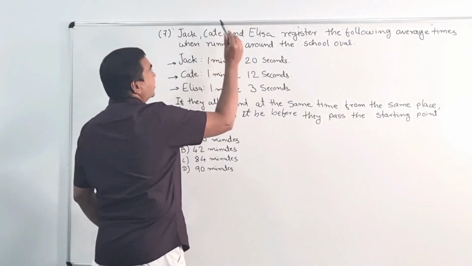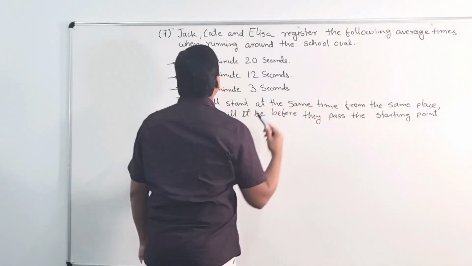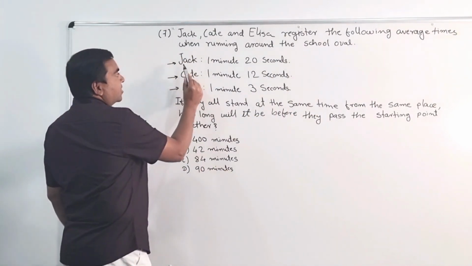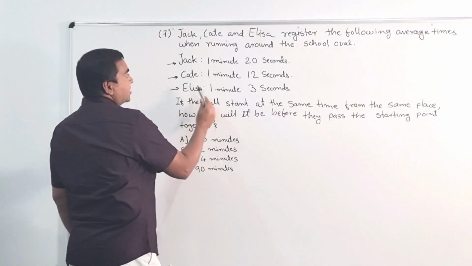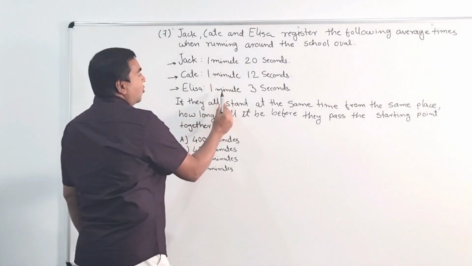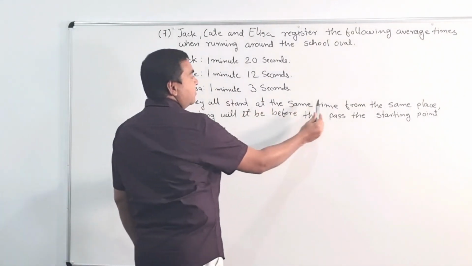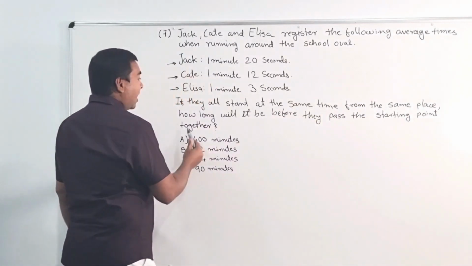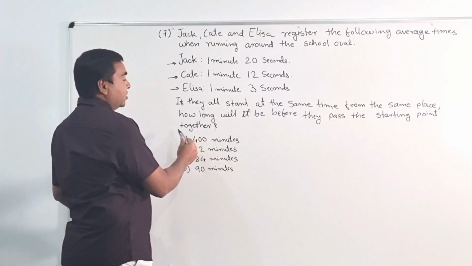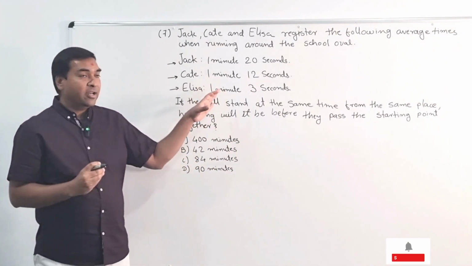Jack, Kate, and Elisa register the following average times when running around the school oval. Jack takes 1 minute 20 seconds, Kate 1 minute 12 seconds, and Elisa 1 minute 3 seconds. If they all start at the same time from the same place, how long will it be before they pass the starting point together? I think we will understand the things a little bit, yeah?